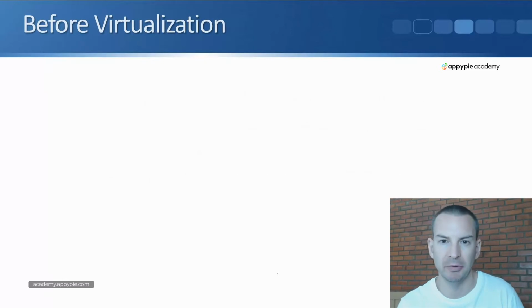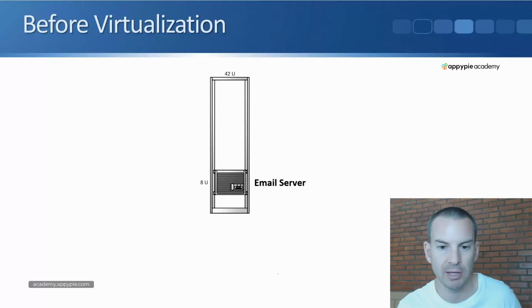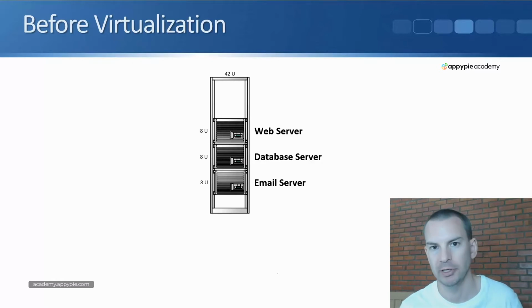So let's take a look at what we had before virtualization. In this example, it's actually from one of the first companies I worked for, my real first job in IT way back in the 90s. I was working for a fairly small company, and we were looking after our own servers in a server room. So we had a rack to put the equipment in, and we had a few servers in there. We had an email server, which was running Microsoft Exchange, and we had a database server that was running Microsoft SQL, and we also had our own web server in there as well.